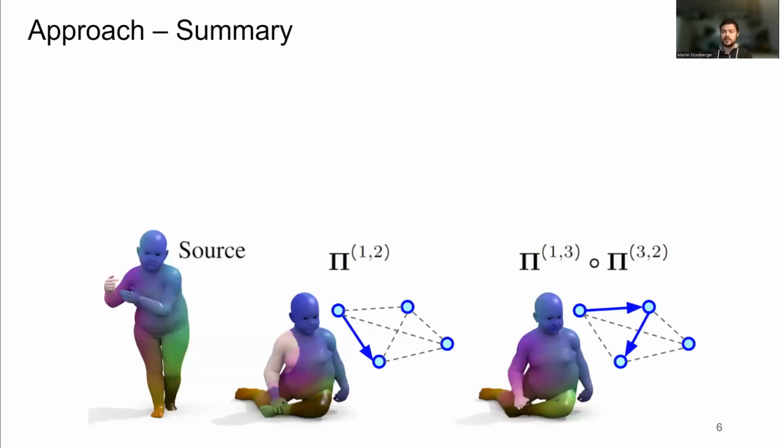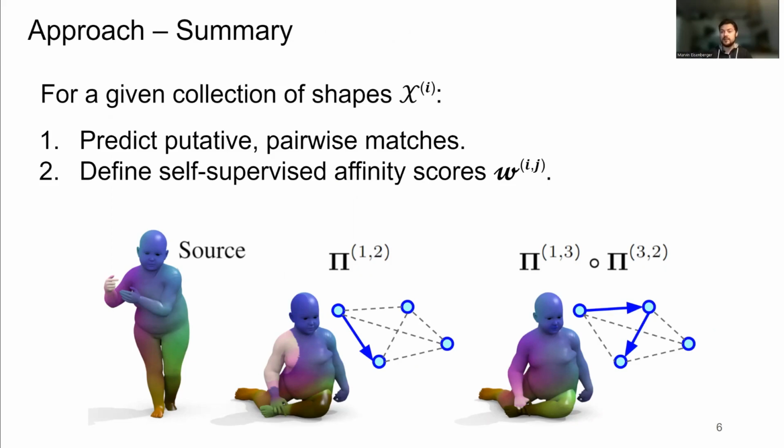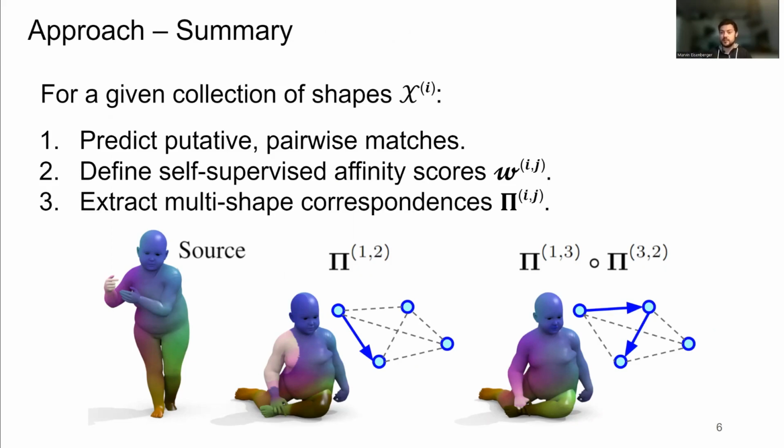And then our approach can be essentially summarized as a three-step process. First of all, for this collection, we predict putative pairwise correspondences. We then define these affinity scores in a self-supervised manner. And from this, extract multi-shape correspondences in terms of shortest paths within the shape graph.